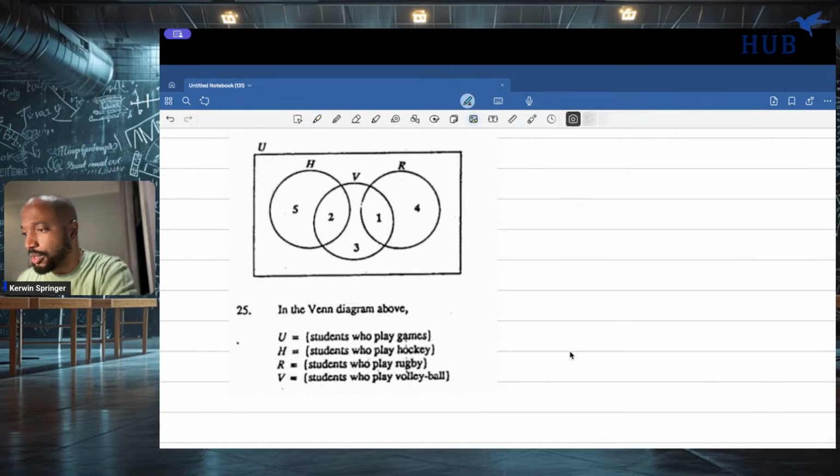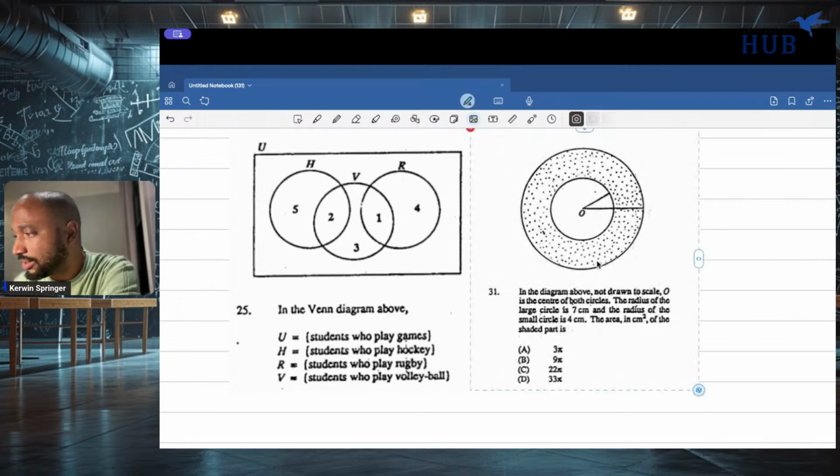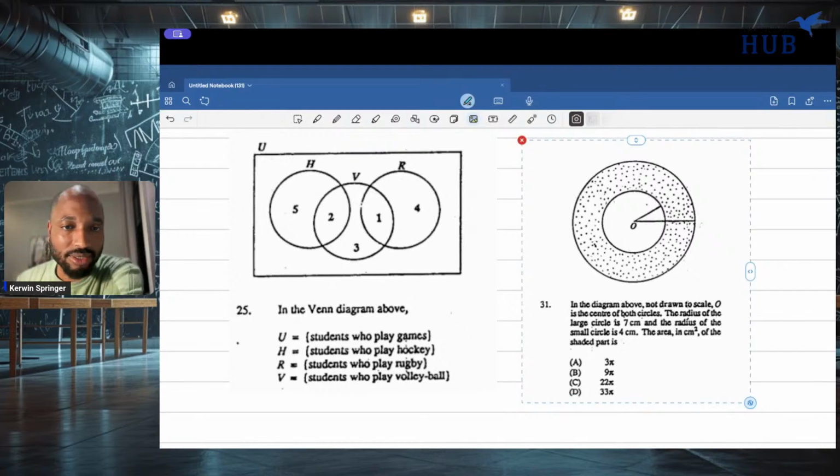In the Venn diagram above, U is a universal set. Hockey, rugby is R, V is volleyball. What's the question? You just sent me a picture with no question. Samir, you're starting to do wildness with these questions, eh? Samir just sent a picture with no question, why?